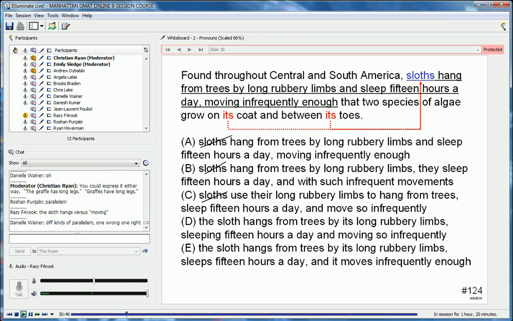When I was looking at it, I looked at D and E. So sloth hangs from trees by its long rubbery limbs, sleeping 15 hours a day. I kind of just looked at from trees by its long rubbery limbs as a little bit of a modifier to the sloth hangs. So then it leaves us with the sloth hangs and moving so infrequently versus the sloth hangs and it moves infrequently enough. So it comes down to parallelism with hangs and moves versus hangs and moving. That's why I went with E, because it's parallel to each other.